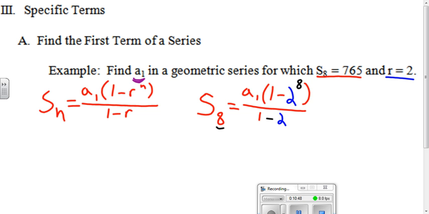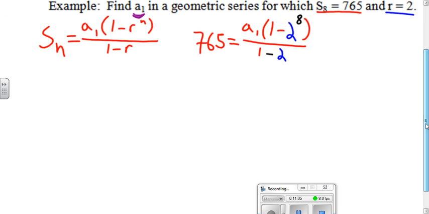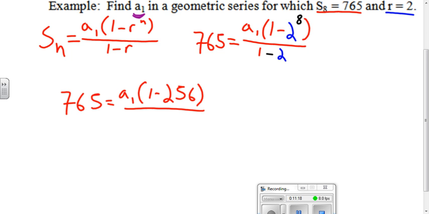So we know most of it. We also know that S sub 8 is this 765. So now we have a full equation and only one unknown, a sub 1, which is what we were looking for. So we just continue to solve through here. We say 765 equals a sub 1 times 1 minus 2 to the 8, which is 256, all over 1 minus 2 is negative 1.